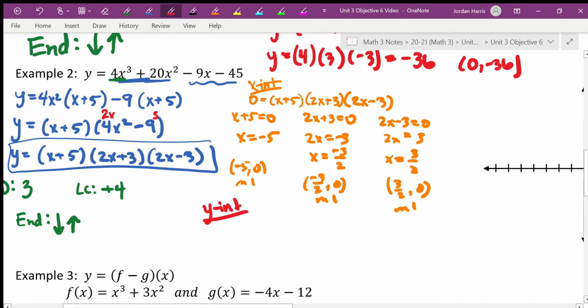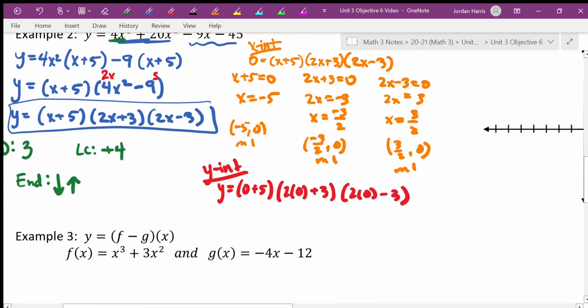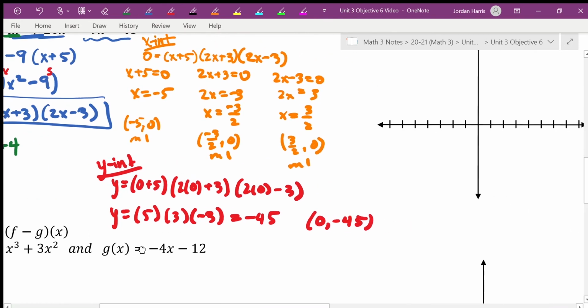Y-intercept, plug in 0 for x. So I get y equals 0 plus 5, 2 times 0 plus 3, and 2 times 0 minus 3. Okay, so I get 5, or anything times 0 is 0, so it's 0 plus 3, which is 3, and 0 minus 3, which is negative 3. So I get negative 45. 0, negative 45. That is my y-intercept.